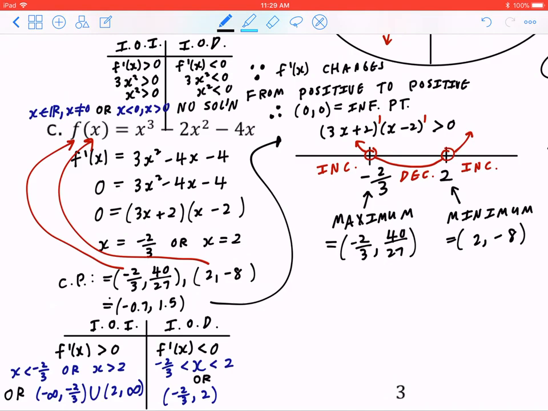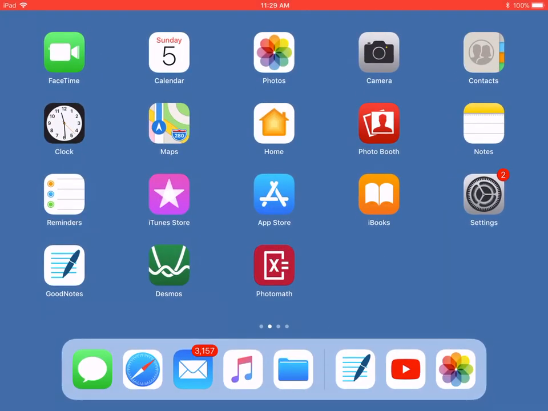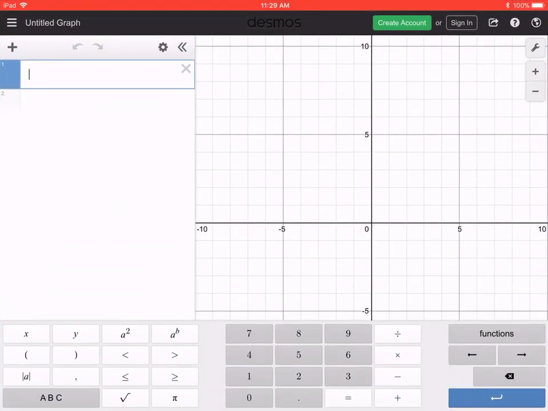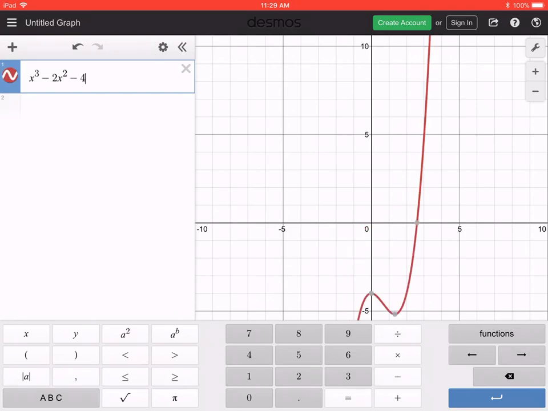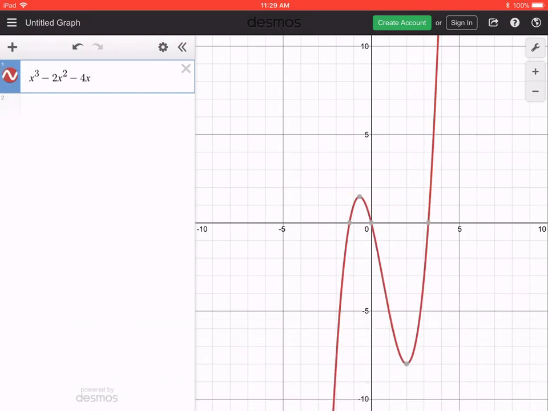If you want to confirm you're doing it right, what you can do is graph this to double check your work. So, if you use decimals, for example, you can go back and graph this to see if everything lines up with the answer that you've calculated. So if I enter x to the power 3 minus 2x squared minus 4x, here's the maximum and minimum respectively.